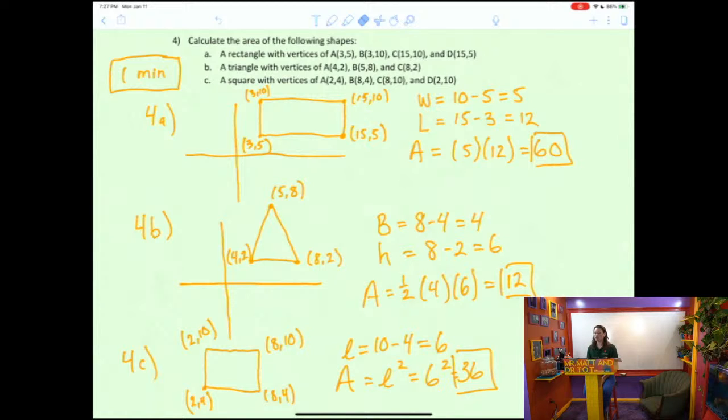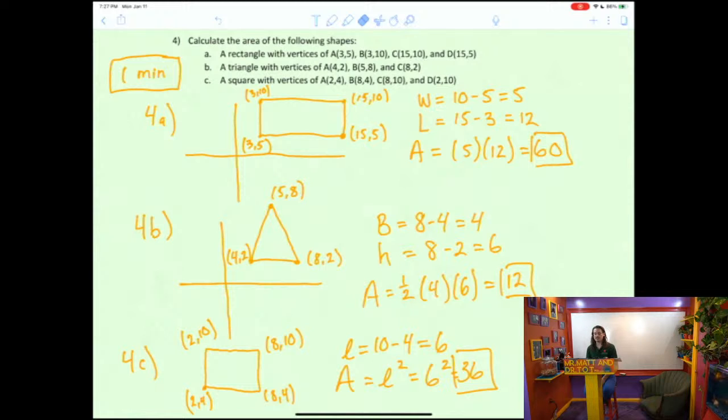For 4a, we need to calculate the width and the length in order to determine the area of a rectangle. The width here, you can look at the two points either on the left or the right. We have y coordinates of 5 and 10, so we went a distance of 5 units. So we know the width is equal to 5. The length on the x coordinates, we went from 3 to 15. That's a change of 12 units, so the length of the rectangle is 12. So the area is going to be length times width, 5 times 12, which is going to give us 60.